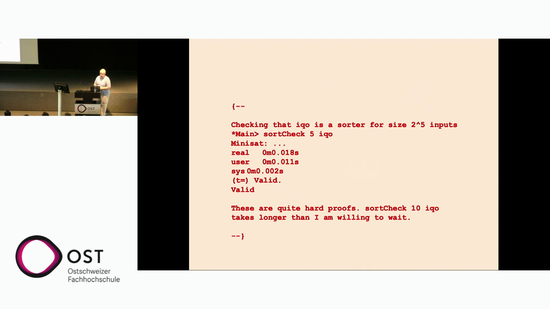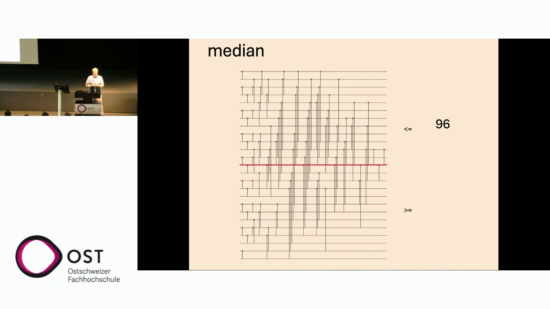So here I cut something out of a very old file of mine where I had passed the Canfield and Williamson sorter, and I had checked it for 2 to the 5 inputs. Notice that we are verifying behavior for a fixed size circuit here. And then I wrote, these are quite hard proofs. Sort check of 10, that is 2 to the 10 inputs, takes longer than I'm willing to wait. I don't know what it would do on this Mac these days, but at least we have a means of verifying these kinds of very regular circuits.